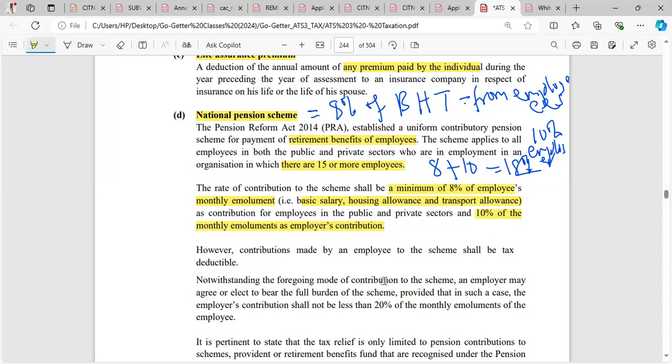It says, notwithstanding the foregoing mode of contribution to the scheme, an employer may agree to elect to bear the full burden of the scheme. So it means that this whole 18% can be paid by the employer. The employer's contribution shall not be less than 20% of the monthly emolument of the employee. So if he's taking everything, it should not be less than 20%. So it means the minimum is 20% if he's taking everything. Or if he's taking parts, he's going to pay his own 10%, the employee should pay his 8%.